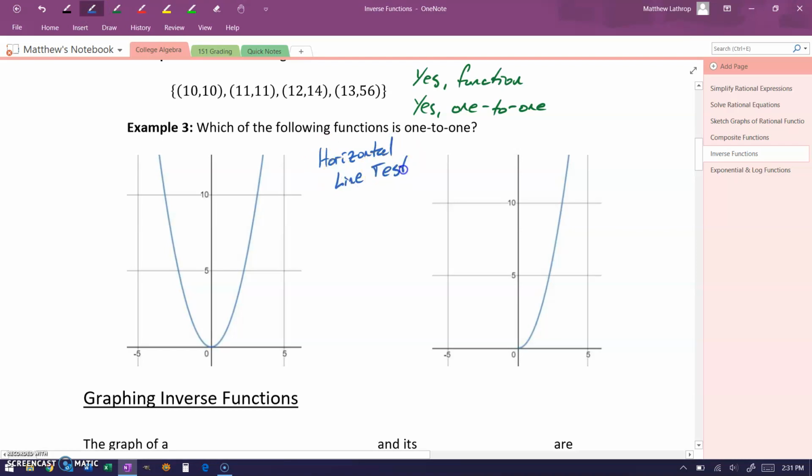Hopefully we all remember the vertical line test, which was a tool for determining if a graph is the graph of a function. We draw vertical lines and make sure we only intersect the graph once. Here what we do is draw horizontal lines and check to see if we intersect our graph twice, or really just more than once. In this case with the first graph, it's easy to draw a horizontal line that intersects our graph twice, meaning this function is not one-to-one.